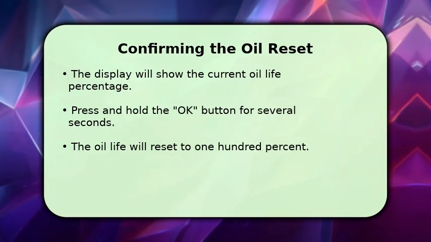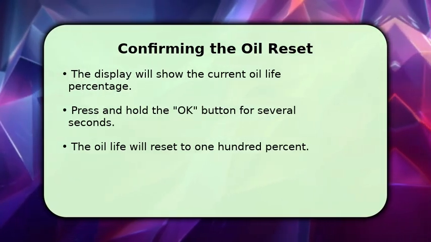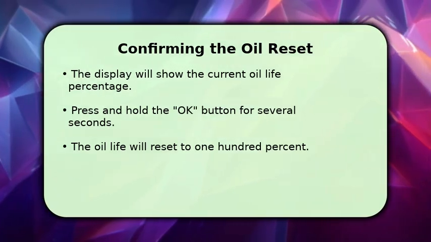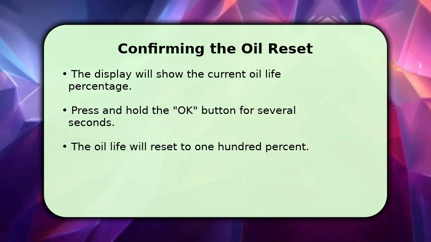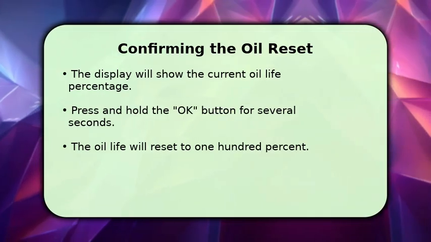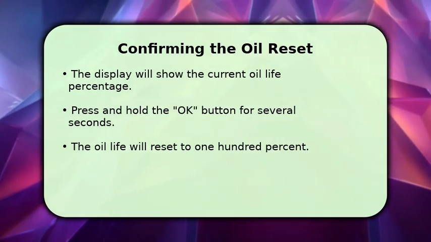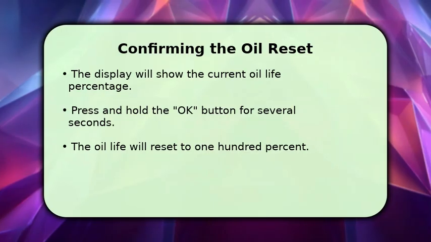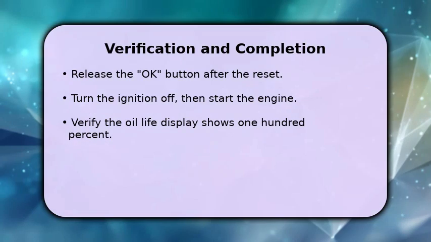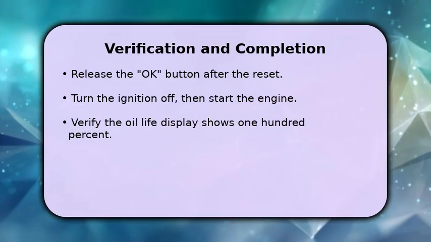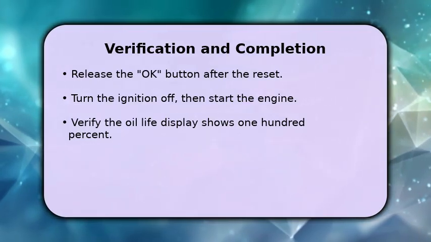To perform the reset, press and hold the OK button on your steering wheel for approximately 10 seconds. Keep holding it until you see the oil life percentage change. It should then reset to 100%, indicating a successful operation. This confirms your oil life monitor is now refreshed. After the oil life resets to 100%, you can release the OK button.